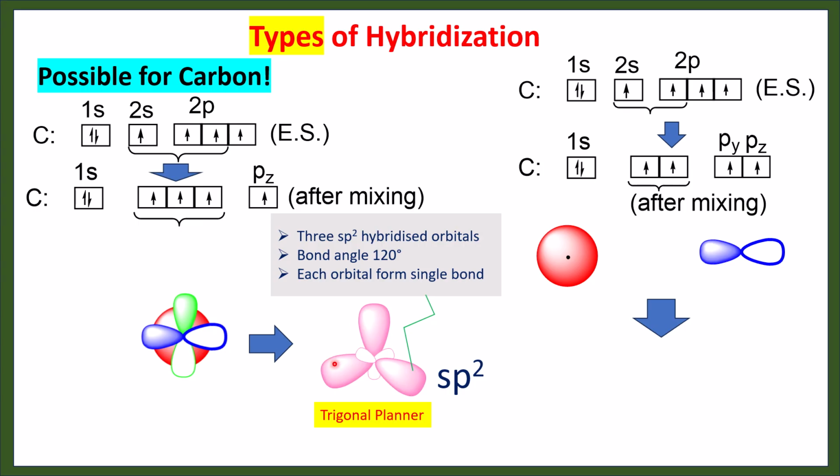Each bond angle is 120 degrees, and each orbital is available for a single bond. In this case, as 1 p orbital remains unhybridized, it is available for pi bonding.